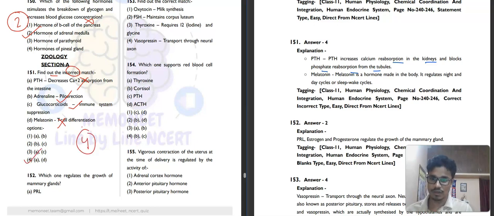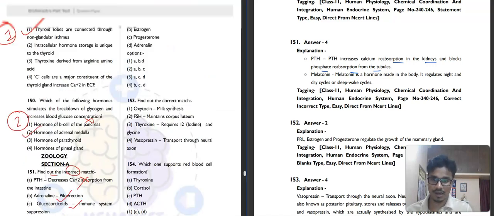Incorrect. Then which one regulates the growth of mammary gland? It is saying prolactin, then estrogen, then progesterone and adrenaline. So the hormones that regulate the growth of mammary gland are prolactin, then estrogen and progesterone. So the second option will be your correct answer.